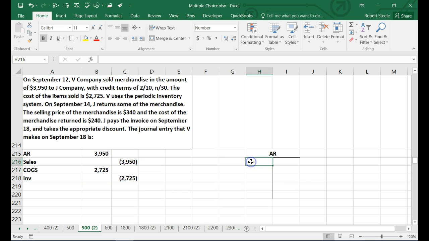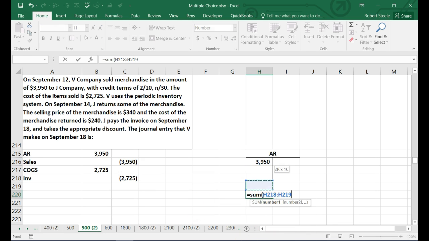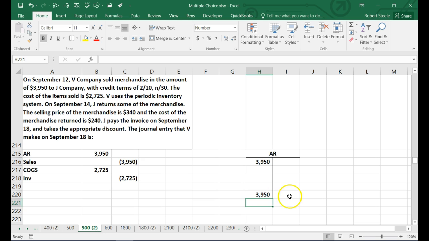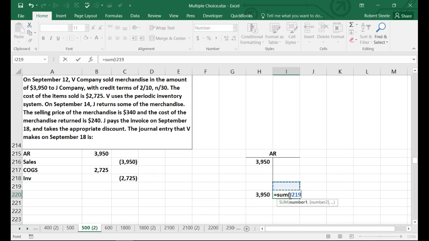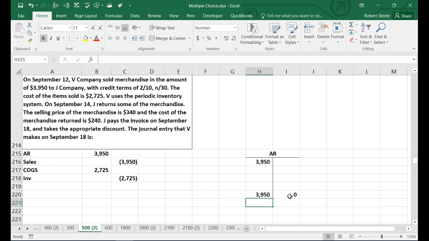What happens to our T account right here? Well, we can see that accounts receivable is here, and that's going to increase the receivables. And if we sum these up, the sum of these is going to equal the sum of these. And of course, the debits are beating the credits at this point.